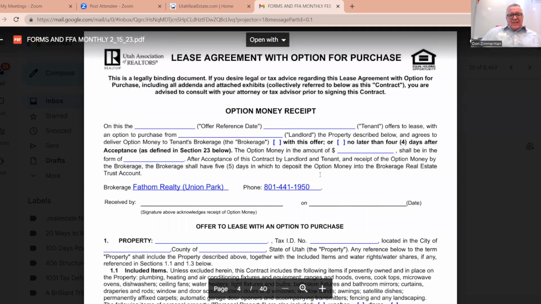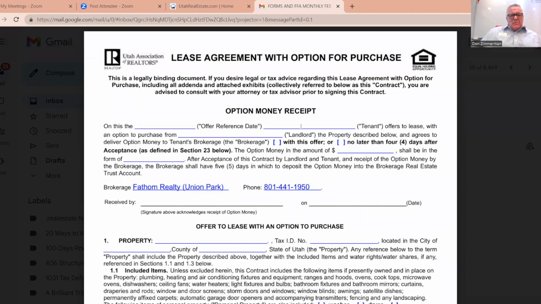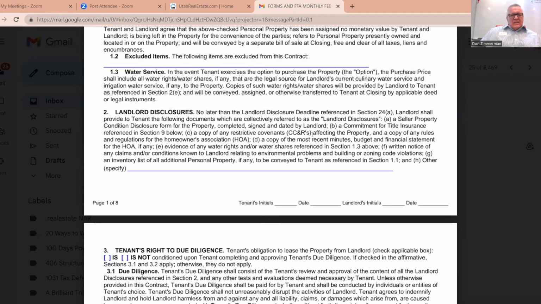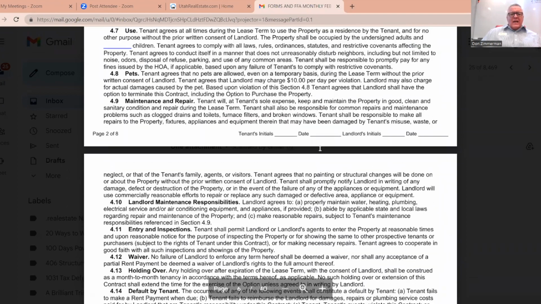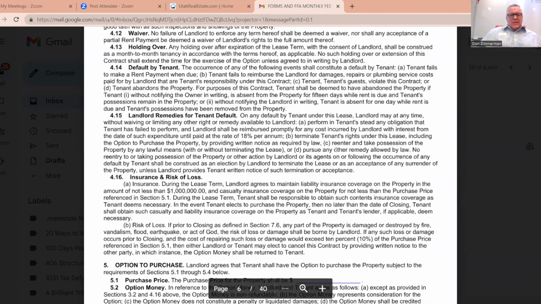Offer with lease. Let's see what it says. I'm not sure. You know what? Ask me that question. Give me a call and I'll research it.